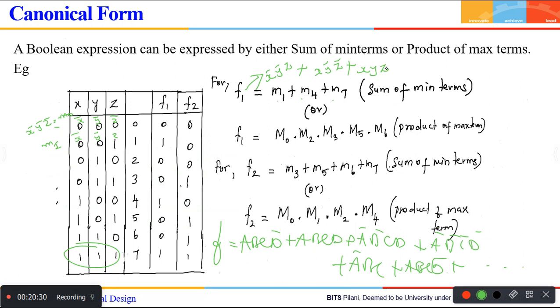Understood? Similar way you can write max terms also. This is where you use your max terms and min terms. Can you see this equation? What is M0, M1, M2, M4? Can you just write the equivalent equation? This is going to be x plus y plus z, right? You can just write it. This is about your min terms and max terms, okay? So just remember these concepts.